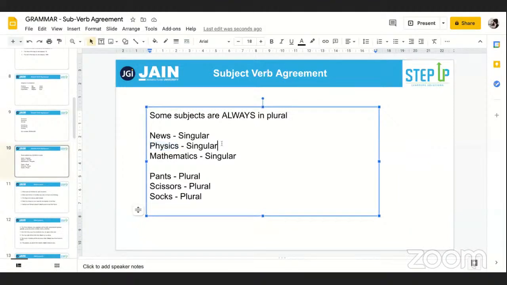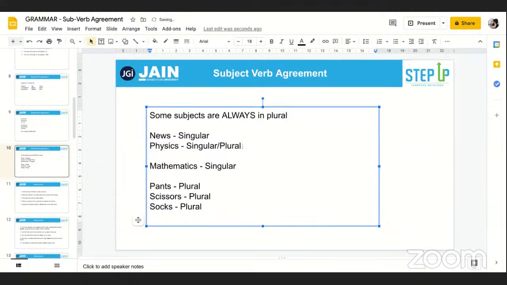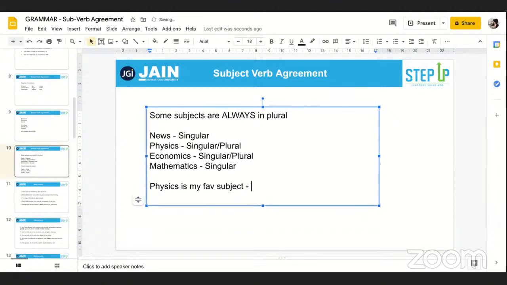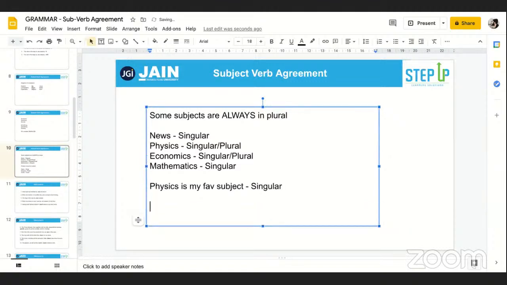Yes, sir. But again, it is not that simple. It can be both singular and plural. Okay. How, sir? Depends on the usage. Now, for example, physics is my favorite subject. So that would be singular or plural? Singular. Yes.